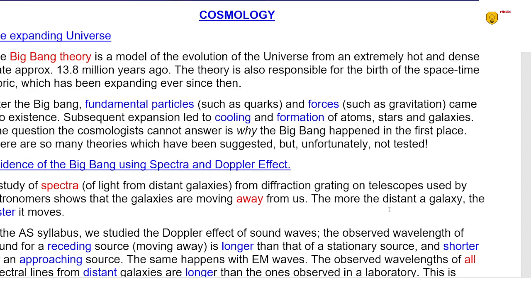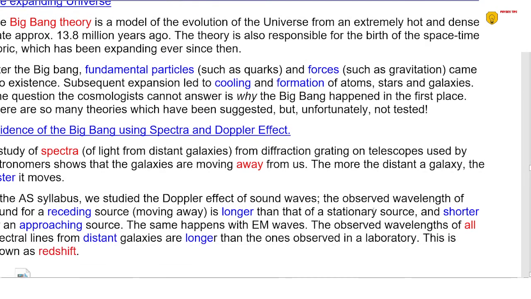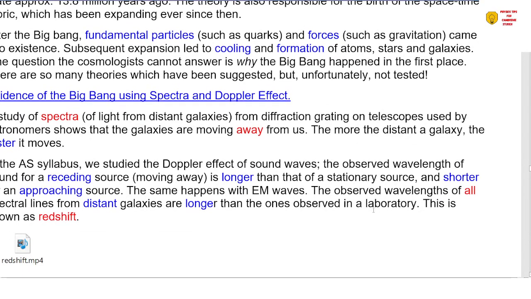Now, evidence of the Big Bang using spectra and the Doppler effect. A study of spectra from diffraction gratings on telescopes used by astronomers shows that the galaxies are moving away from us. The more distant a galaxy is, the faster it moves further away.